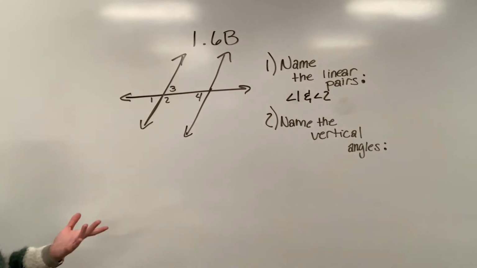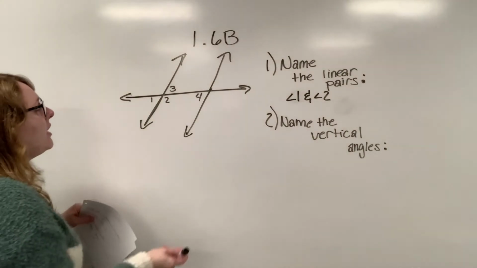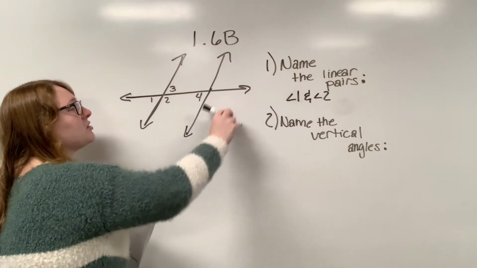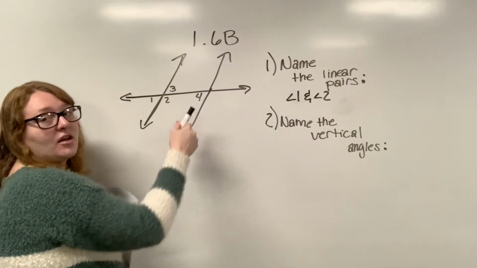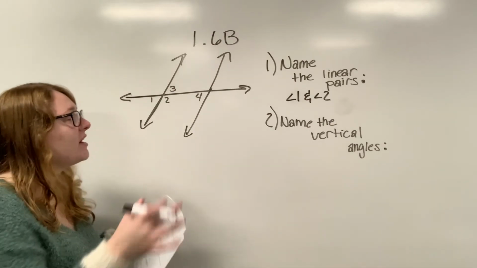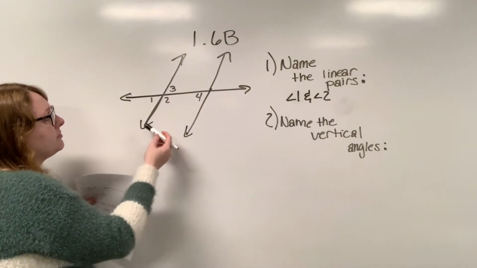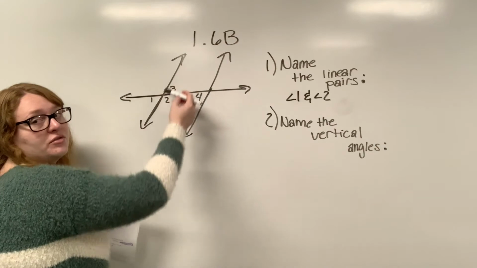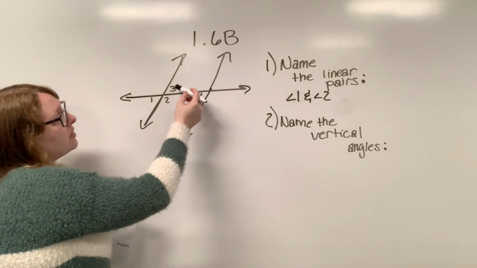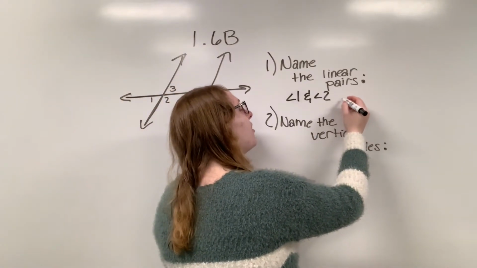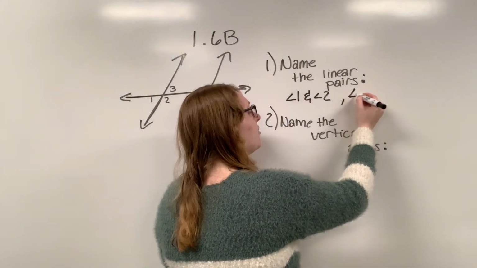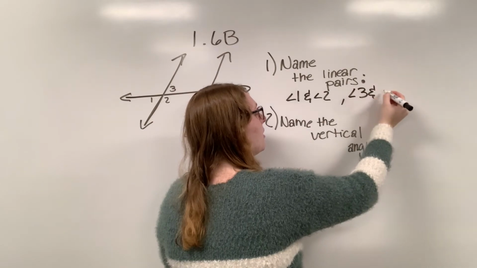Okay, let's see if we have any more linear pairs. All right, so we know that this is a straight line, but the only angle we have on this straight line is angle 4. So it doesn't have a matching pair, so we're gonna leave that alone. We know that this is also a straight line, and angle 2 and angle 3 are on that, okay? So another linear pair is angle 3 and angle 2.